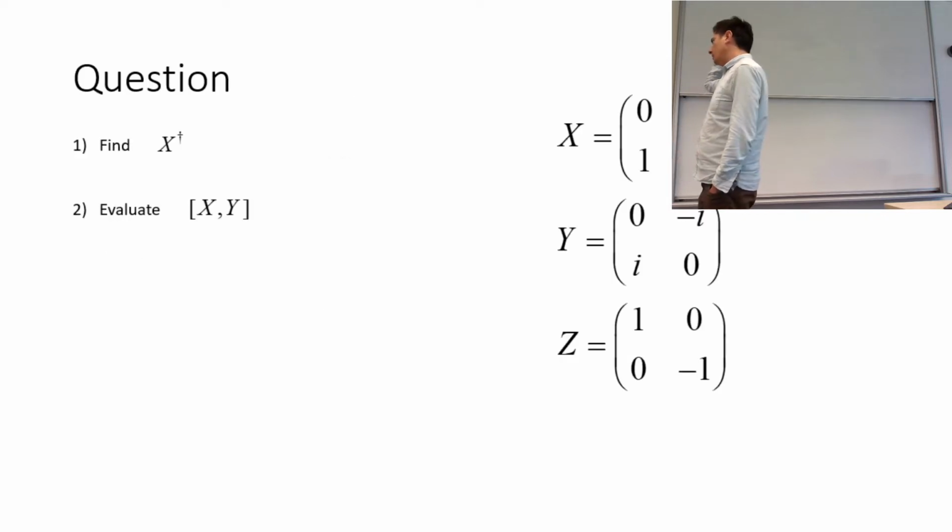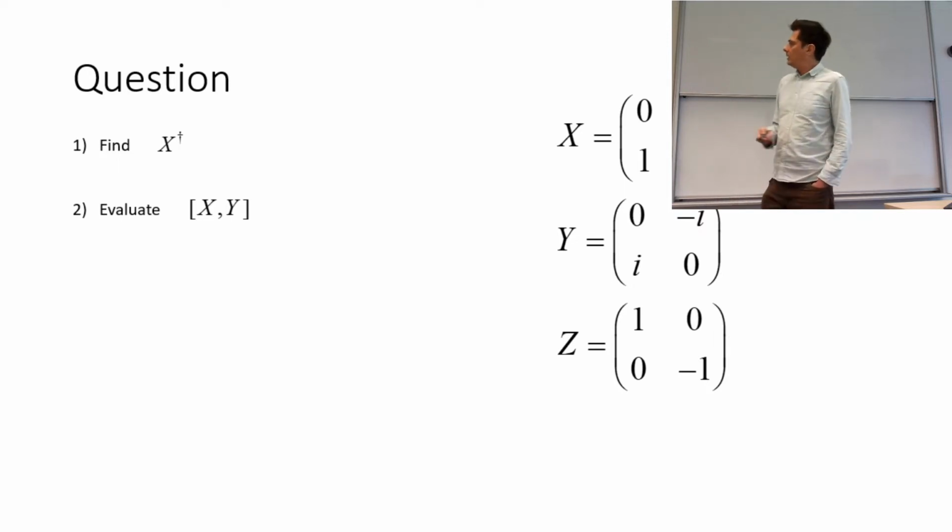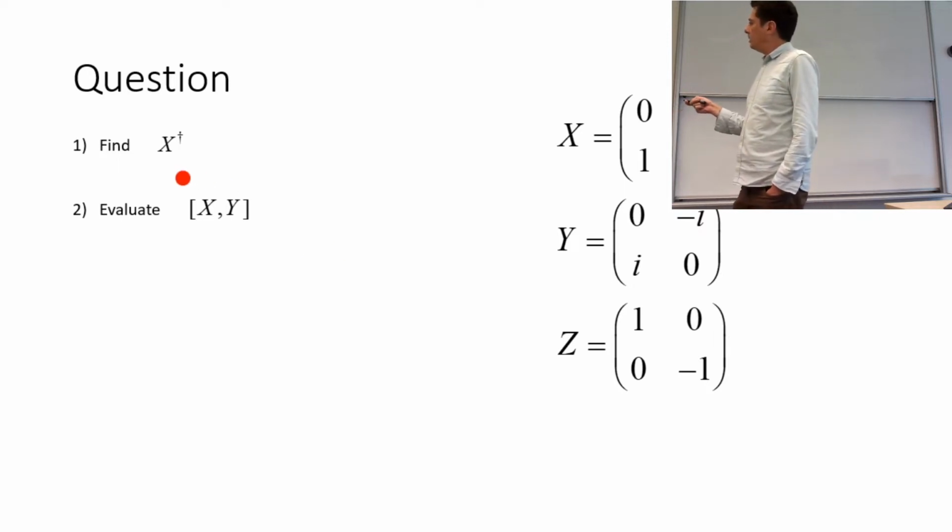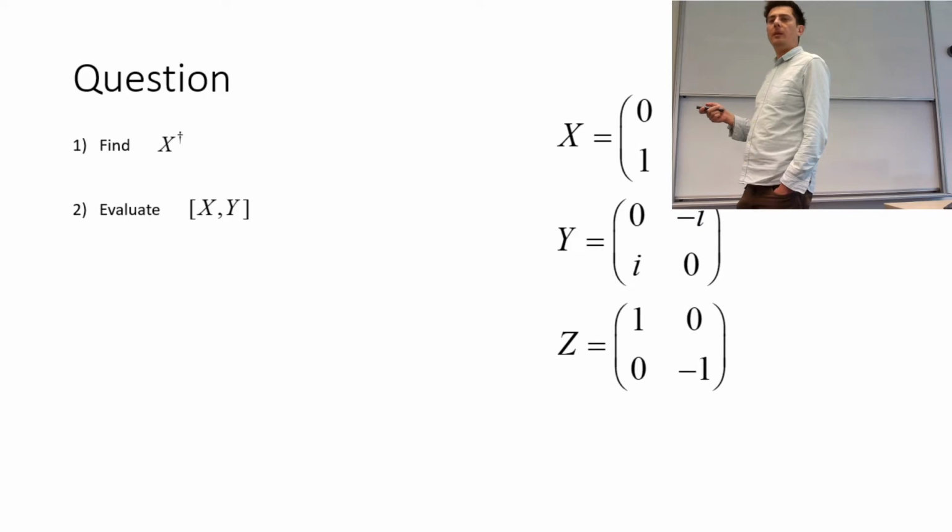Okay, so let's do a little practice. First one, this is the Hermitian conjugate. So find x dagger. What would that be? Yes, the same, because conjugation: first you take the complex conjugate, these are real numbers, so it's the same. And then you take the transpose, but this is symmetric, so it's the same.